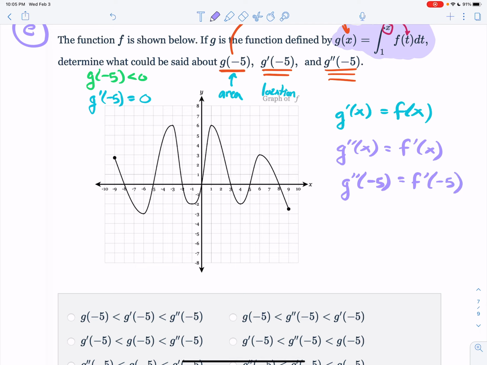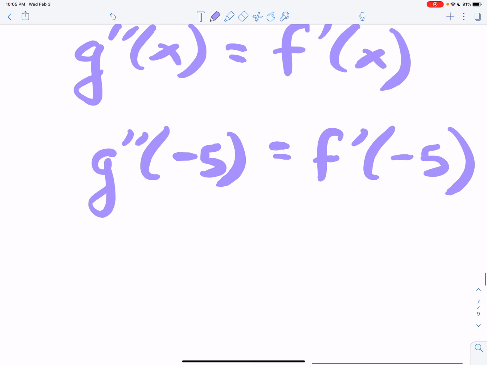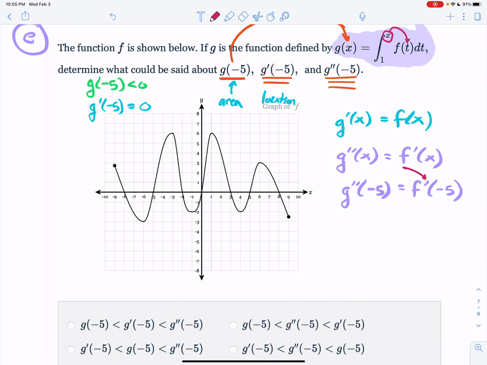So here's the biggest part. What the heck is f prime of negative 5? What do you talk about when you're looking at a graph, but then you're talking about a derivative? Really think about that before you continue this video. Okay, so remember, way back in first semester, when you're talking about derivatives, you're talking about the slope of a tangent line. That's the slope of a tangent line.